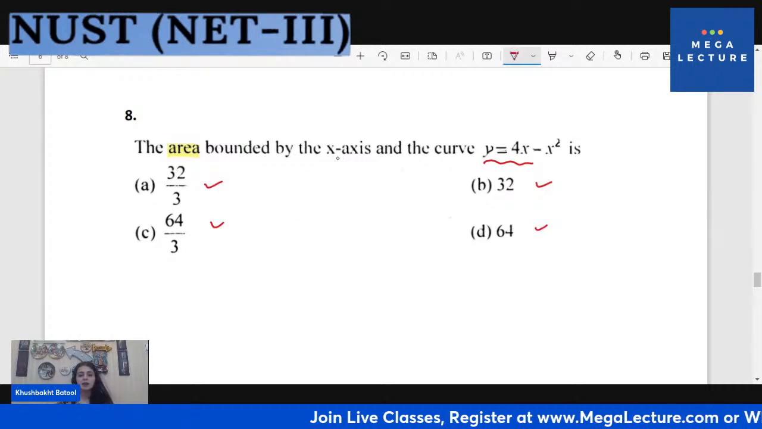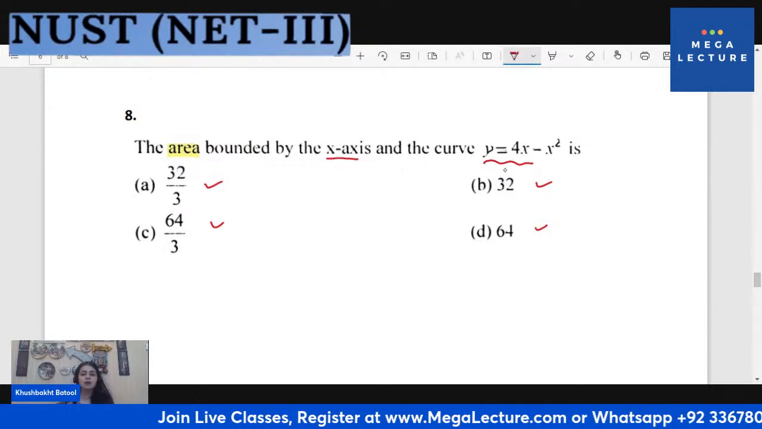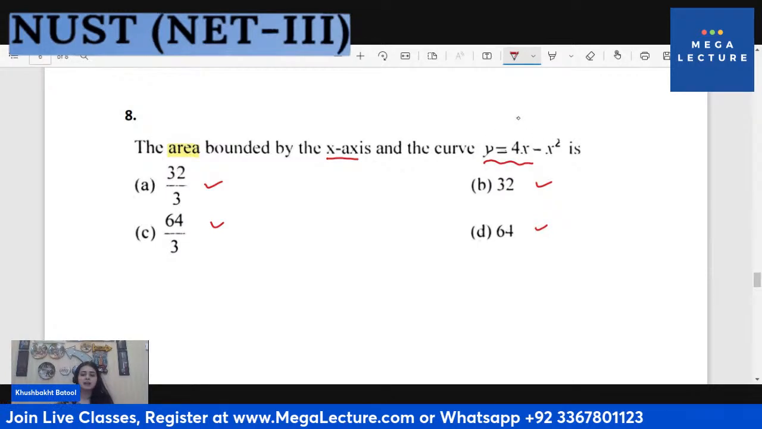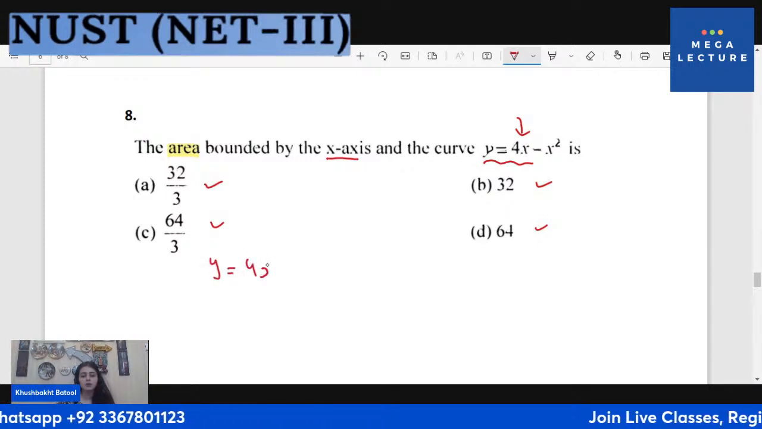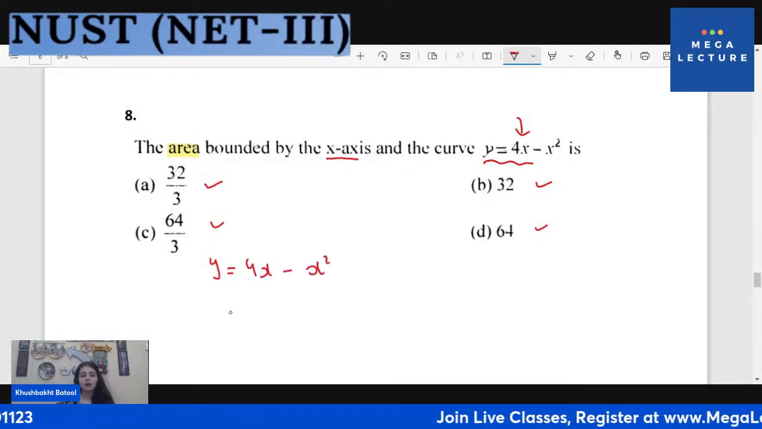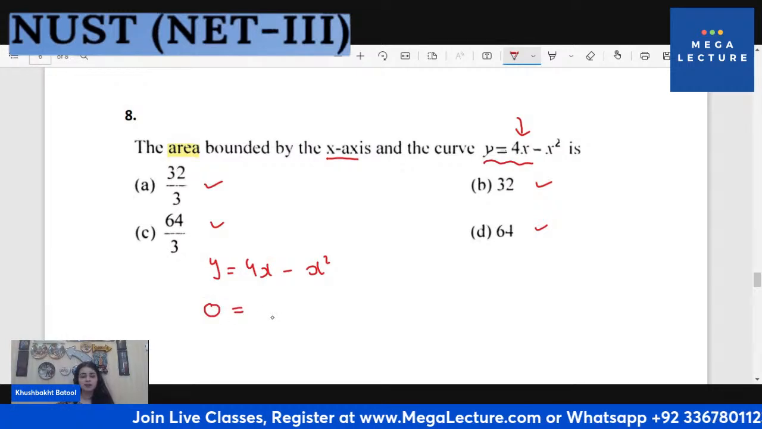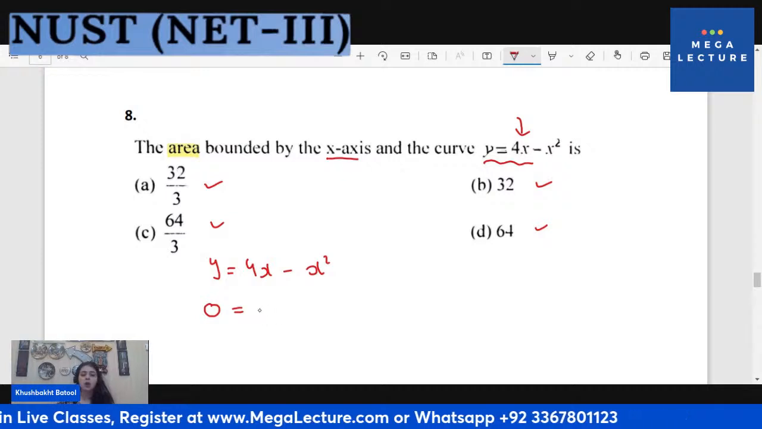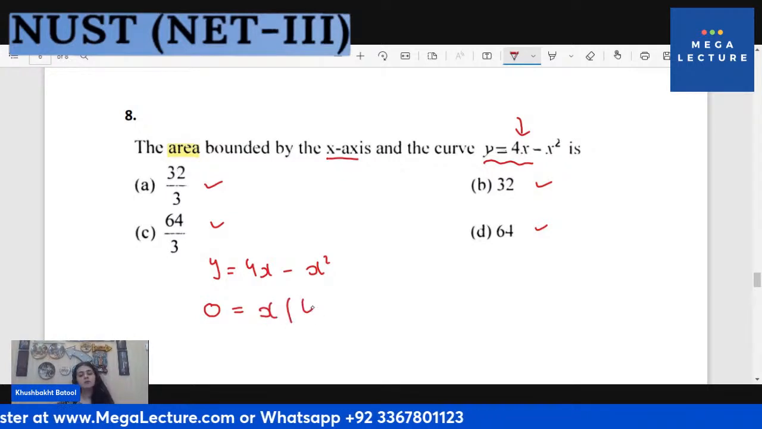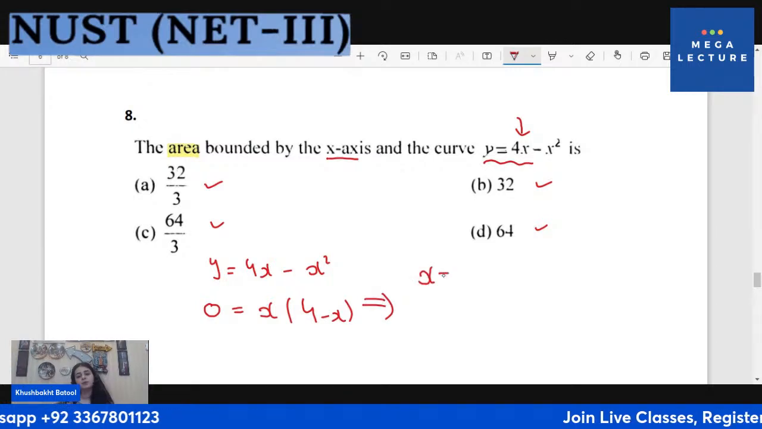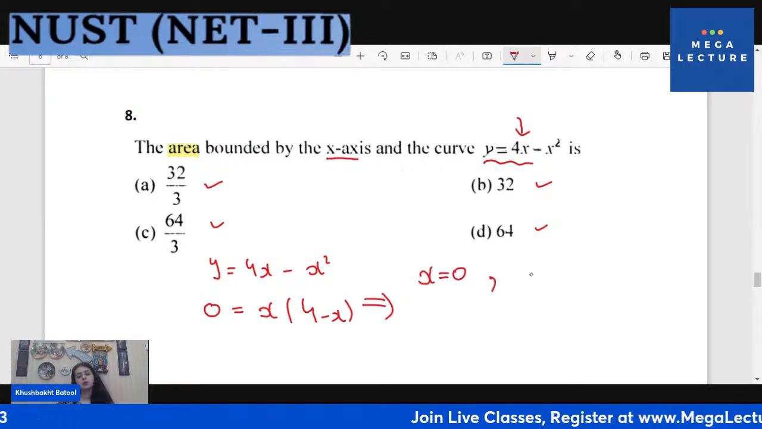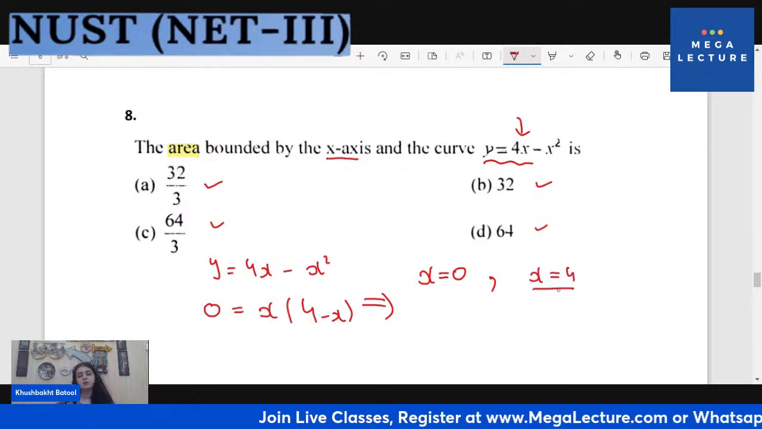It says it is the area bounded by the x-axis and the curve. So I need to see at which points exactly this curve is cutting my x-axis. So I have y equals 4x minus x squared. I can write y equals 0 in order to see the values of x at the x-axis, because at the x-axis y is 0. So I can take x common and it would give me x(4 minus x), and this would be x equals 0 and x equals 4.